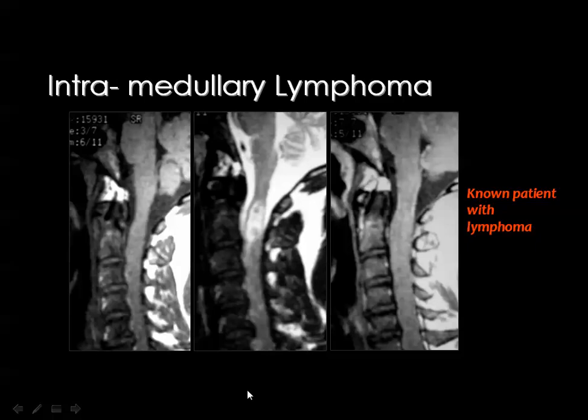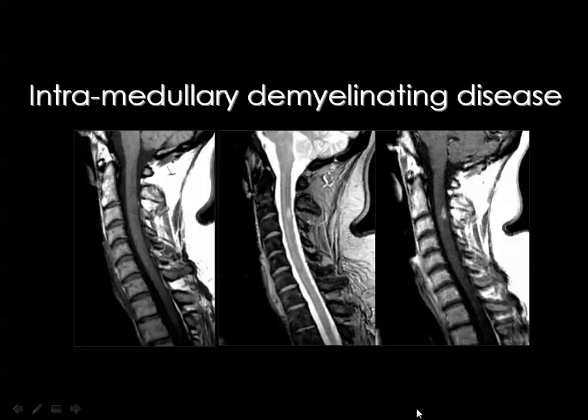Then for the diagnosis of intramedullary lymphoma, you should know that the patient had lymphoma, and this is an example. The lesion is not well appreciated in the T1 and also after contrast enhancement, but you can appreciate the lesion inside the substance of the upper part of the cervical spinal cord in the T2 weighted images.